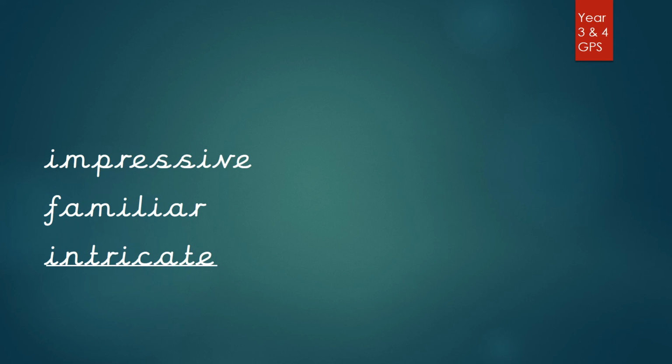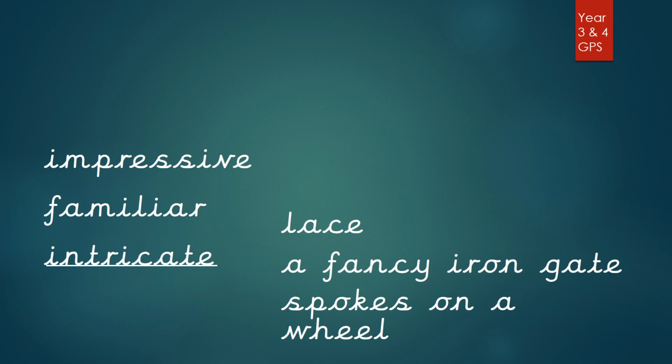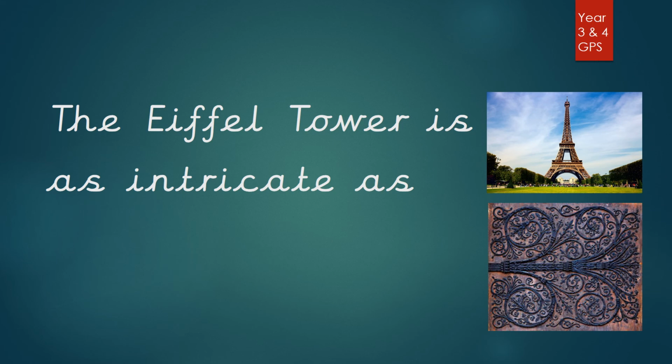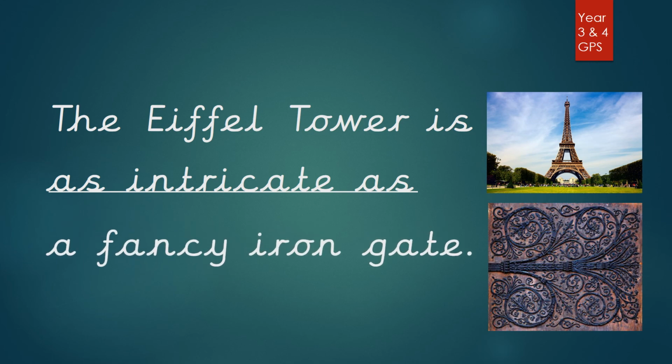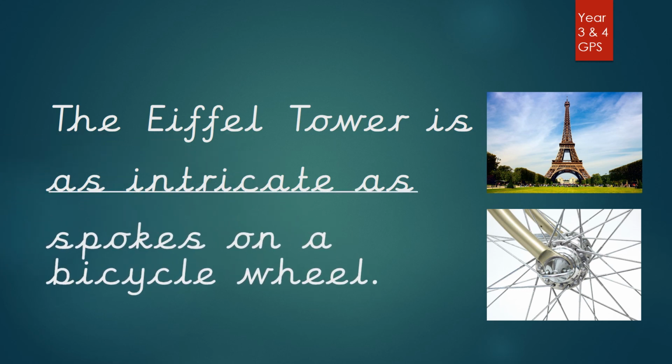Back to those adjectives. Intricate. What other things are fine and fancy and carefully made? Well, I thought of lace. Those fancy iron gates you get outside people's houses. Spokes on a bicycle wheel. And then we put them into a simile. The Eiffel Tower is as intricate as lace. The Eiffel Tower is as intricate as a fancy iron gate. And finally, the Eiffel Tower is as intricate as spokes on a bicycle wheel.